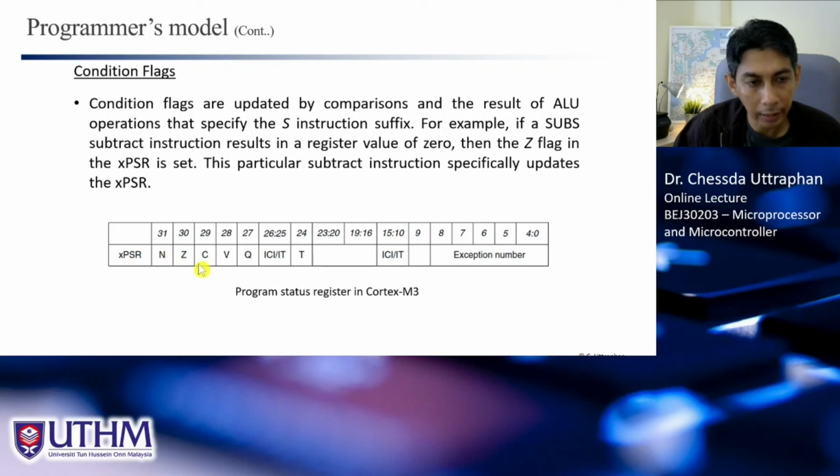And C is carry, meaning that when we do an arithmetic operation, if there is a carry produced, C is equal to 1. V is overflow, meaning that if we do an arithmetic operation and the result does not fit in the register, for example, our operation is in bytes and our result is more than 1 byte, so overflow occurs and it's set to 1. Q is new for you.